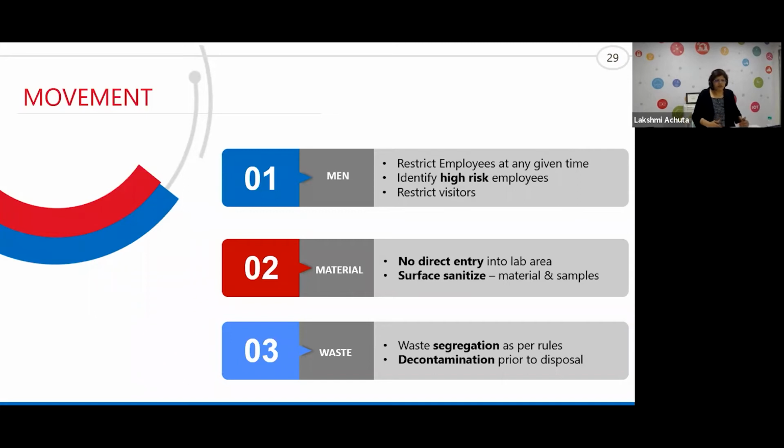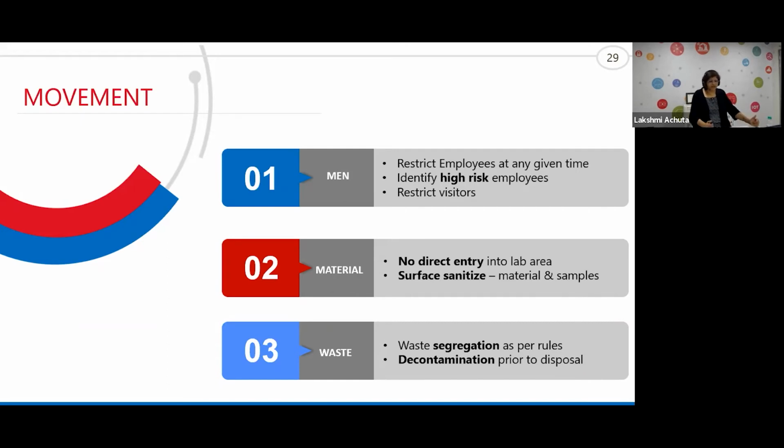Coming to material movement, none of the materials would directly enter into the lab area or into the area where the study activities would be undergoing. And typically they would be housed in a quarantine area or in a dedicated area, wherein the materials' surface would be sanitized. In fact, when the trucks come in, they are also sanitized as well in many instances. The samples have to be surface sanitized before they are allowed to come inside the laboratory area.